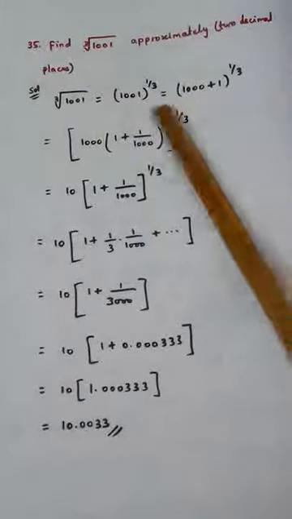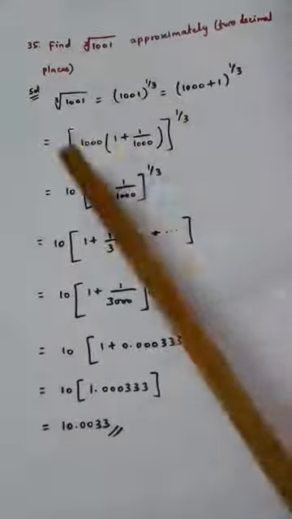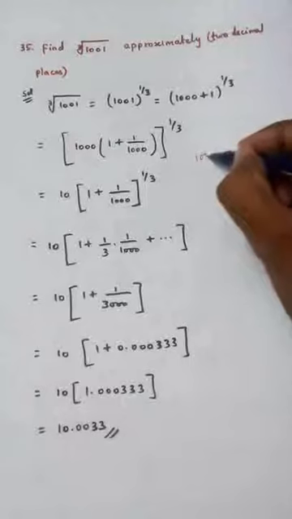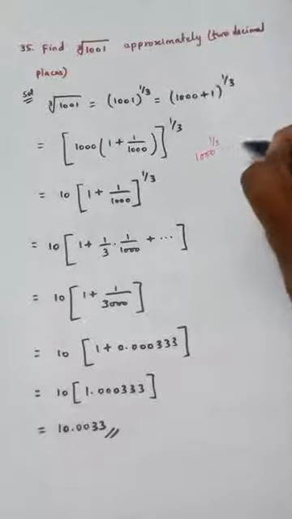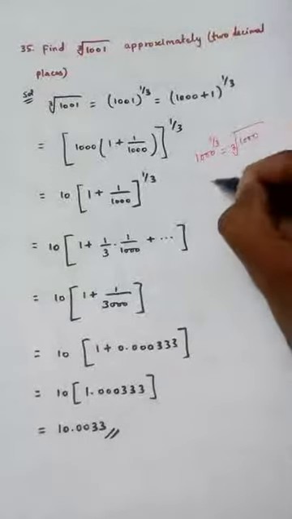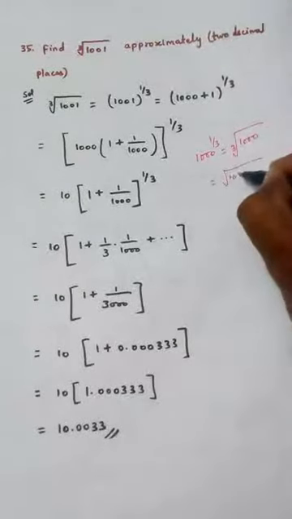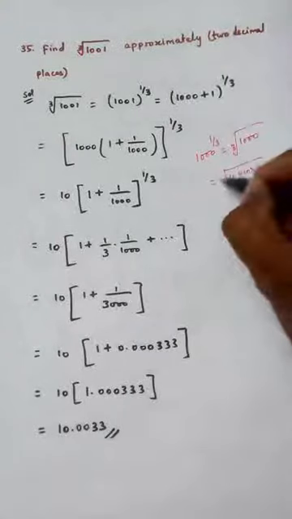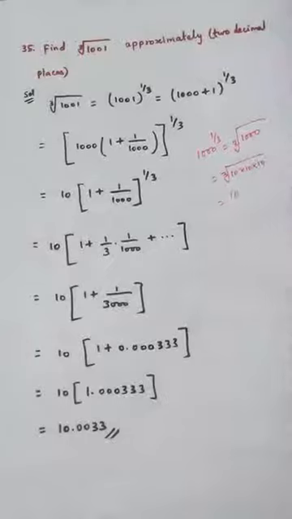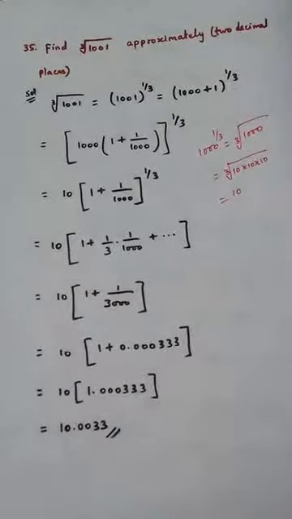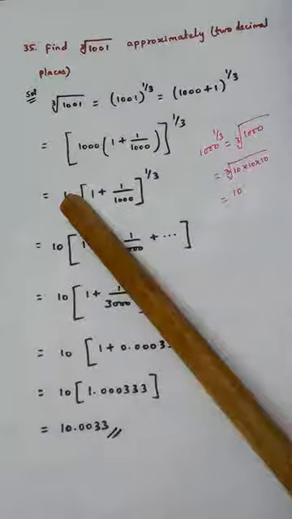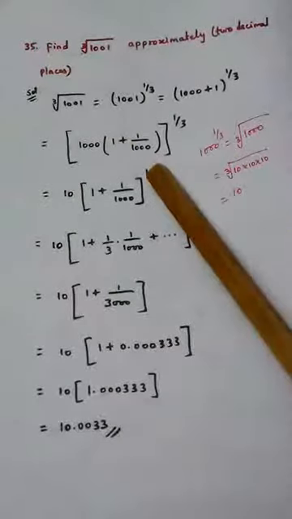So if I bring the power to 1000, 1000 power 1 by 3 will become 10, right? The meaning is cube root of 1000, which means 1000 can be written as 10 into 10 into 10. Since this root is cube root, one 10 can be taken outside the root. So cube root of 1000 is 10, and for this the power is 1 by 3.